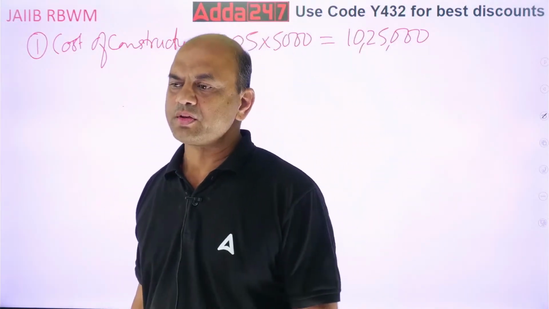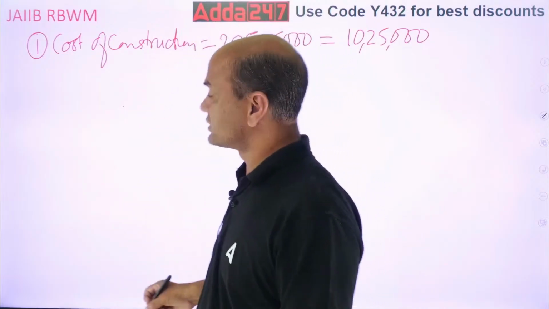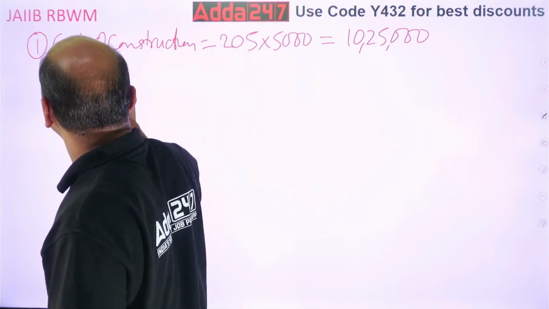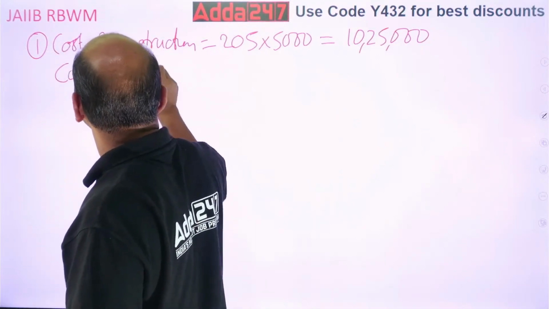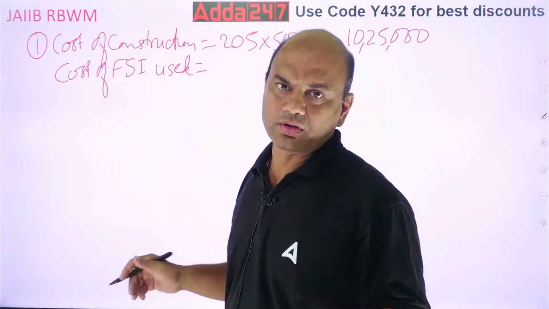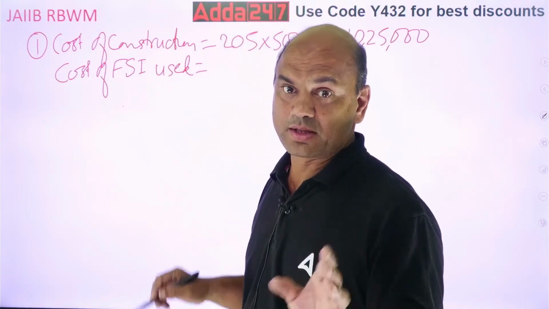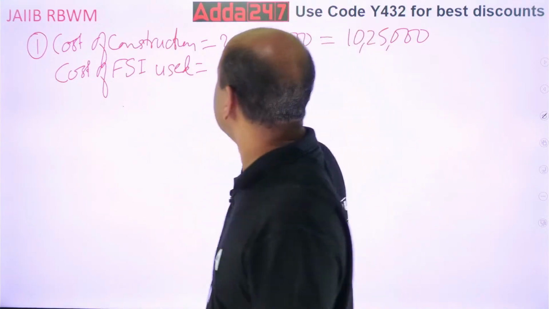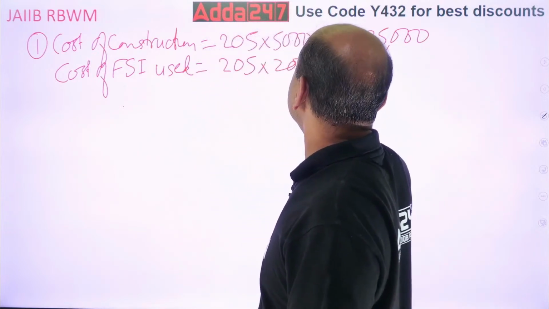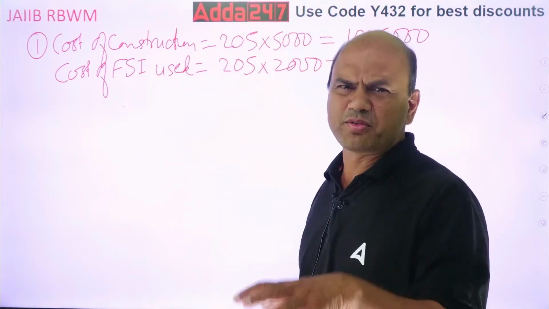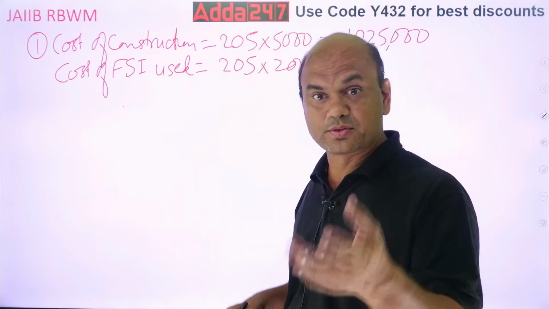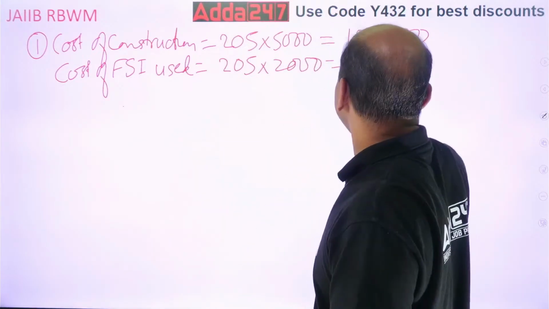Then cost of FSI used means cost of the land used. Whatever is used by me. So whatever land is gone. How much land is gone? 205. That is the house I have built. So 205 into what is the land cost? 2000. So 2000 into 205. I'm a bit fast, but we have to cover mostly two numericals, this one and the next one. So what is it? 4,10,000.